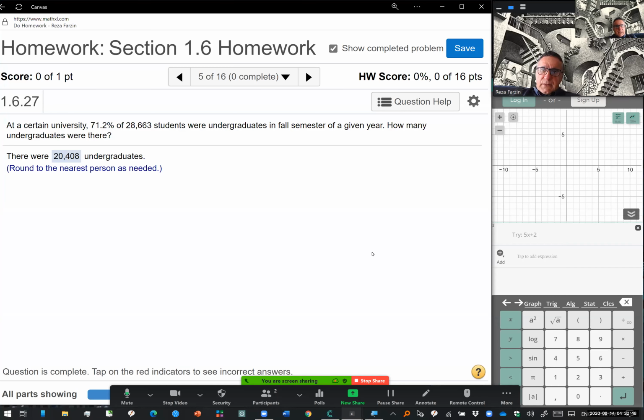Okay, so we're looking at problem number 5 on section 1.6. We have a university and 71.2% of the students in that university are undergraduates. So we want to know how many students are actually undergraduate.